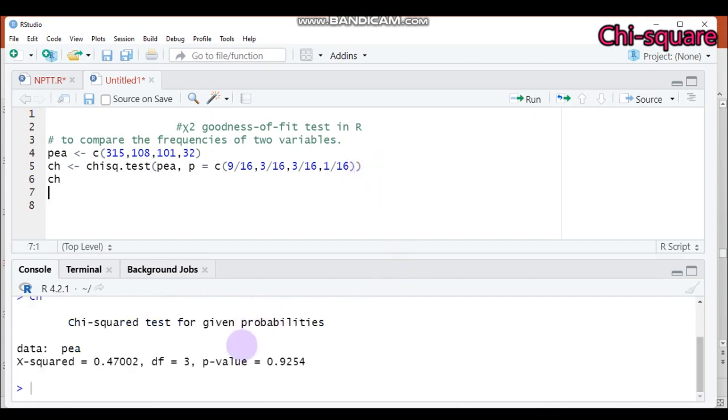So accordingly, the p-value here is 0.92, which is greater than 0.05. So we don't have any evidence to reject the null hypothesis. That means the expected value as well as the observed value are the same, or in other words, the expected value is not statistically different from the observed one. So in this way, we can perform the chi-square goodness of fit test using our software.